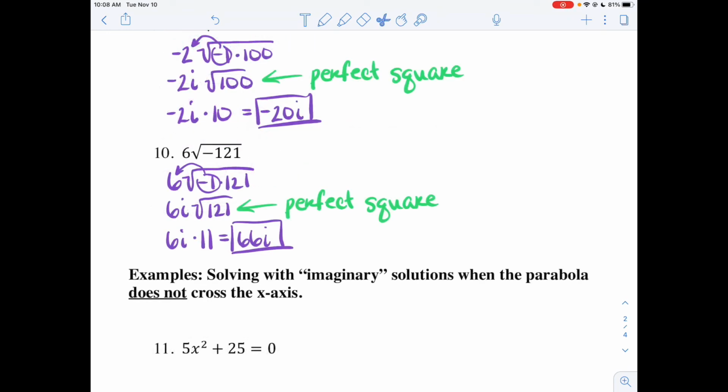All right, so just like we've done in the other examples, we can rewrite the square root of -121 as the square root of -1 times 121. That square root of -1 comes out to the front as an i, and we're left with the square root of 121, which happens to be the perfect square of 11. So 6i times 11 gives me 66i, my final answer.